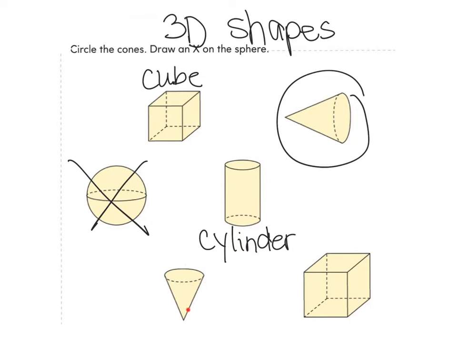Here is another cone, because this one looks just like this one, except it's facing a different direction. So since that's a cone, I'm going to circle it. And then this shape right here is the same as this one, so it's also a cube, just a little bit bigger.